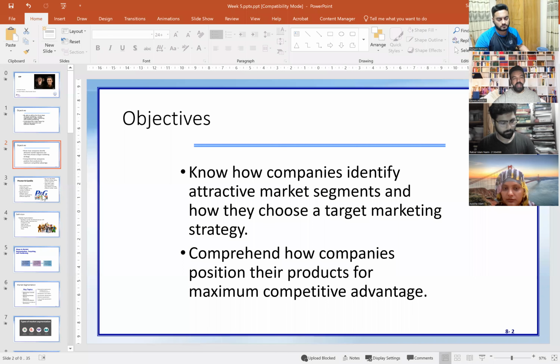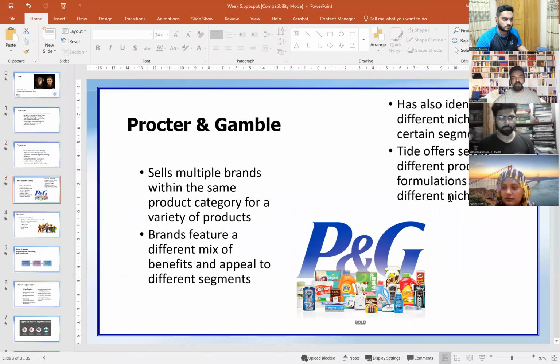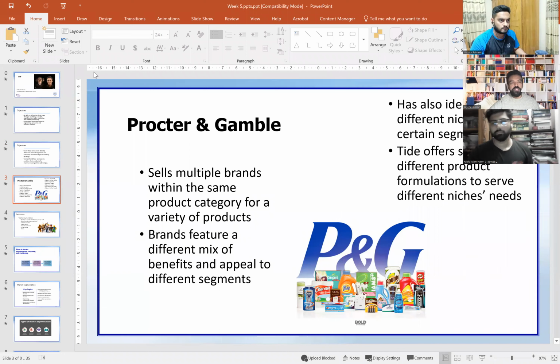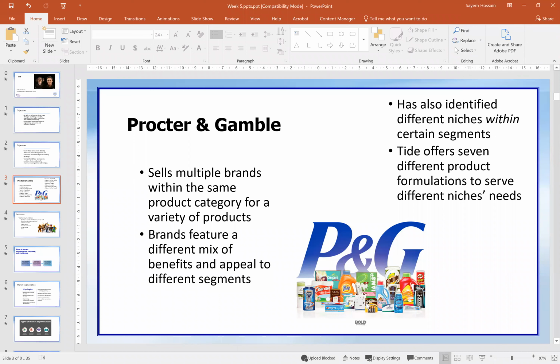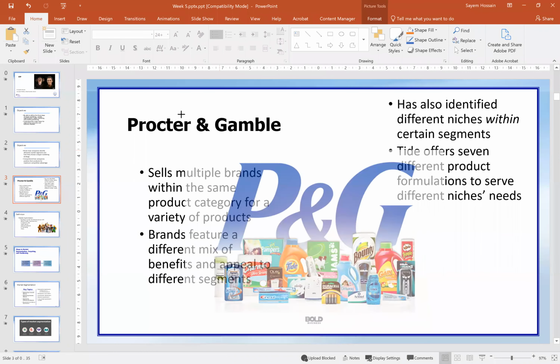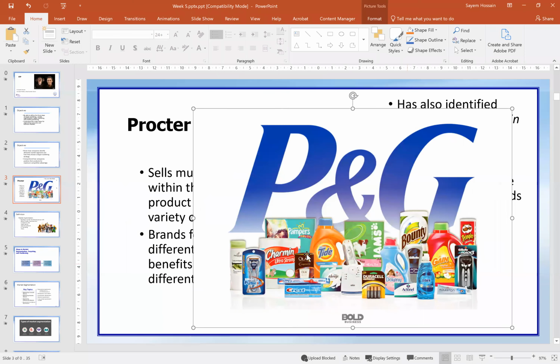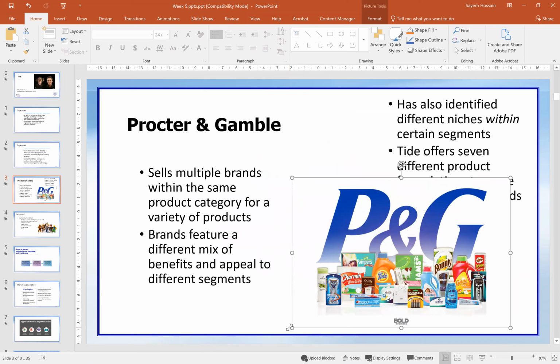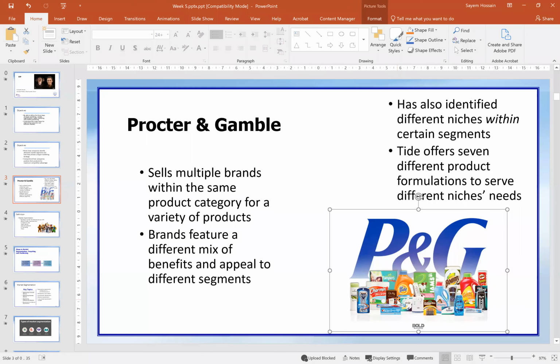So let us first try to unpack the concept. Start with a simple example, like Procter & Gamble. You can see lots of different products. Procter & Gamble or Unilever, they have different products, as you can see in this image. They have a shaving kit, shampoo, chips, batteries, lots of different products. These are all under the umbrella of Procter & Gamble. If you look at the Bangladeshi market, we see maybe Beximco groups, maybe Square Pharmaceuticals, and they have lots of different products. They sell multiple brands within the same product category for a variety of products.